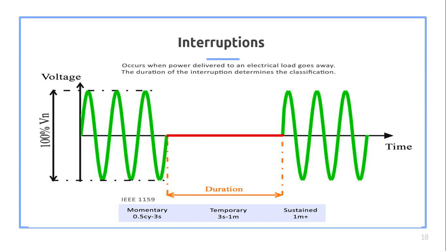Interruption. Here is the overall diagram which defines how interruptions are classified. Momentary interruptions are between 0.5 cycle to 3 seconds. Temporary interruptions are for 3 seconds to 1 minute, and sustained interruptions last for more than 1 minute.